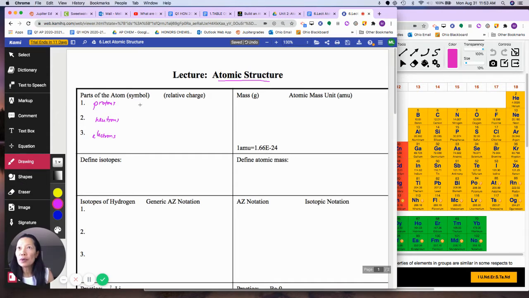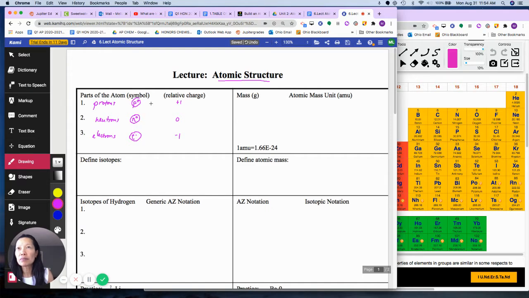Their symbol would be a P for proton with a plus charge because they're positive. Neutron, sometimes you put a 0 for 0 charge because it's neutral. And electrons have a negative charge. So the relative charges are positive 1, 0, and negative 1.